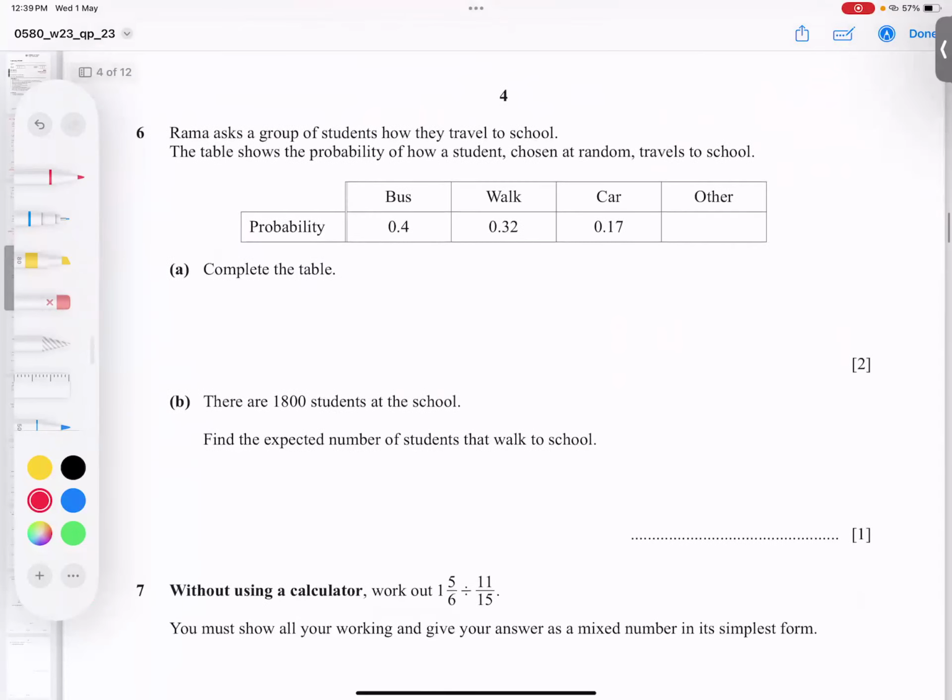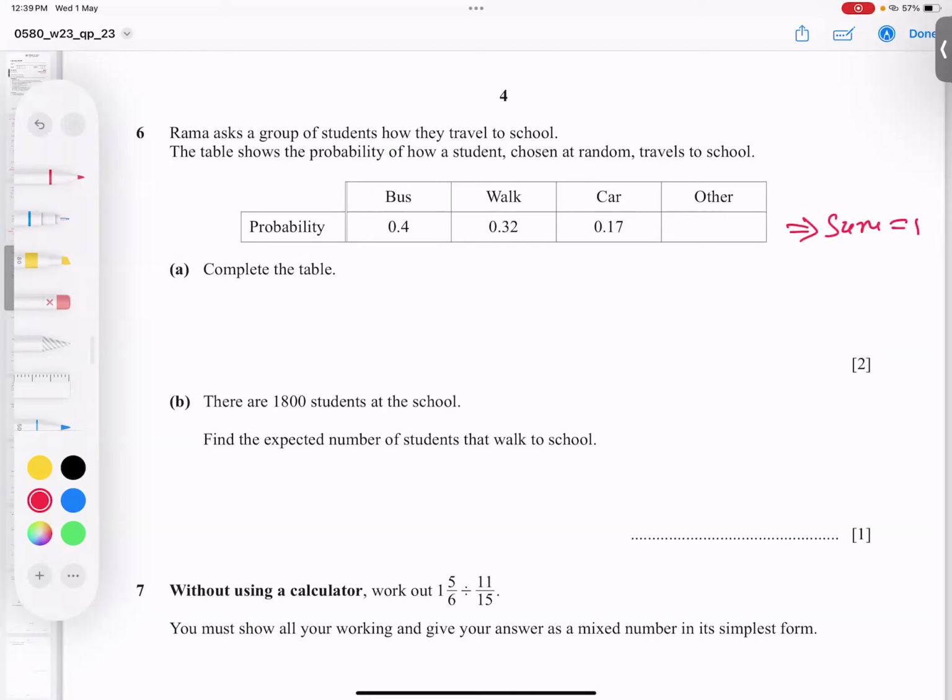Question number 6. Rama asks a group of students how they travel to school. The table shows the probability of how a student chosen at random travels to school: by bus, walk, car, or other. Complete the table. Students, the sum of all probabilities of any event equals what? 1.